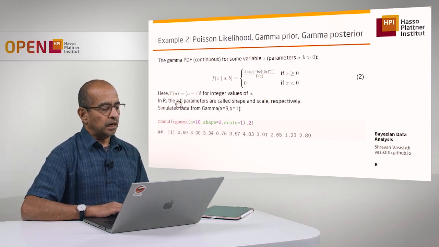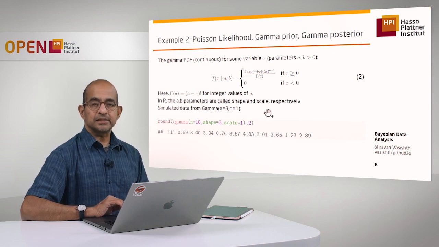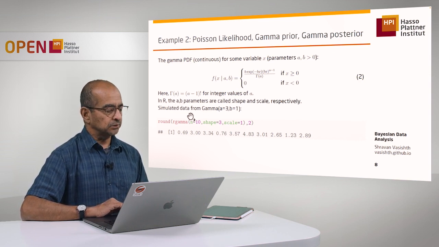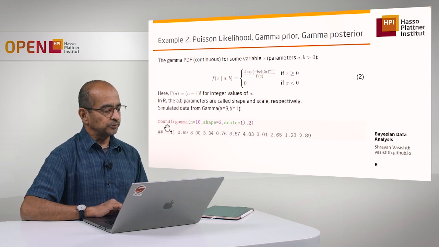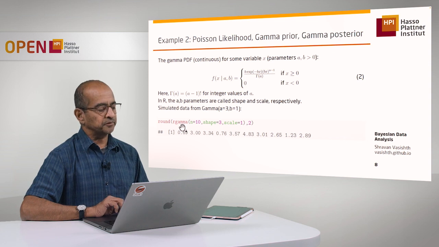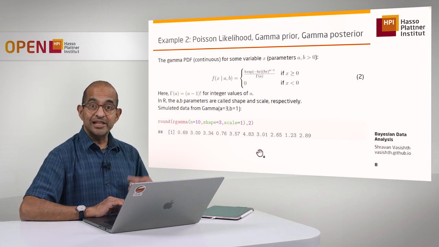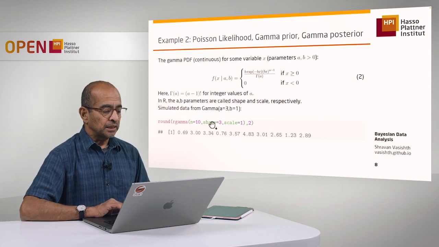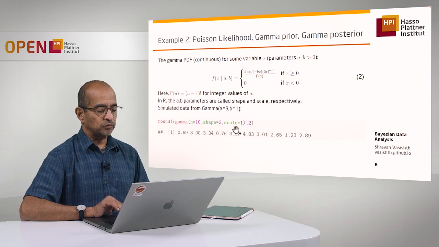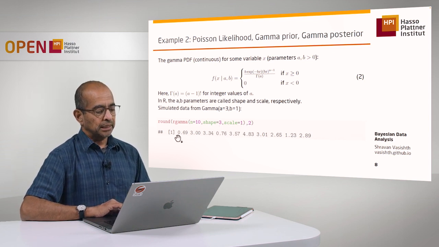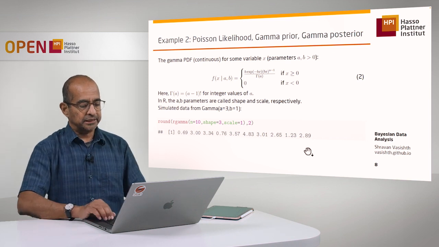Okay, so in R, as I mentioned, A and B have different names. They're called shape and scale respectively. So you could actually simulate data. For example, this is rgamma I'm using. Remember the DPQR family of functions? For gamma, I have it too. So I've generated 10 data points, producing simulated data from a gamma distribution with A and B equal to 3 and 1. And so you can see that this is the type of data that I would get.